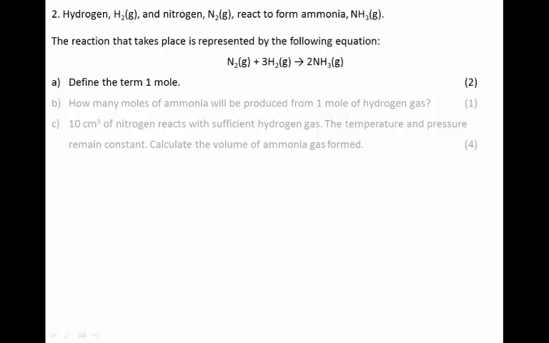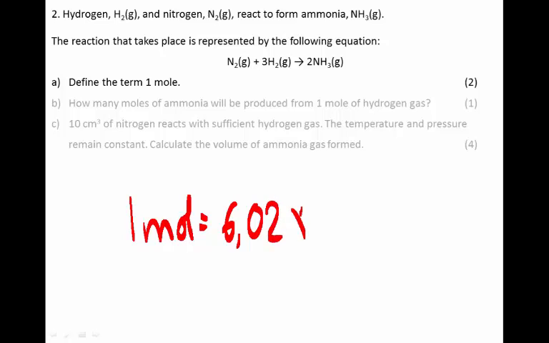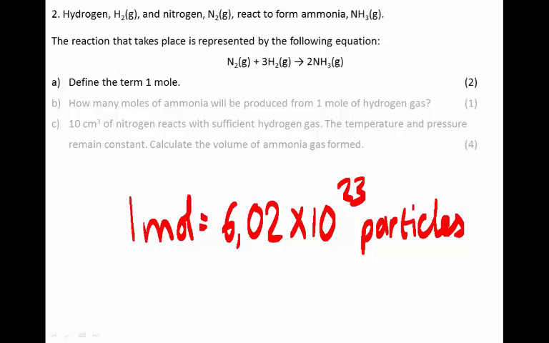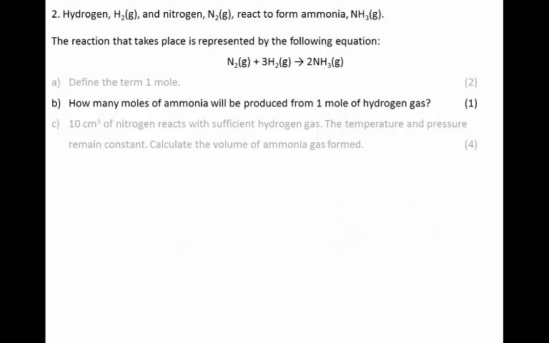1 mole is the SI, the System International, unit for number of particles. 1 mole is the same as 6,02 times 10 to the power 23 particles. There are a number of ways to define a mole, so I've given 2 already. Another way you can define it is that 1 mole is the number of particles that are inside 12 grams of carbon-12.